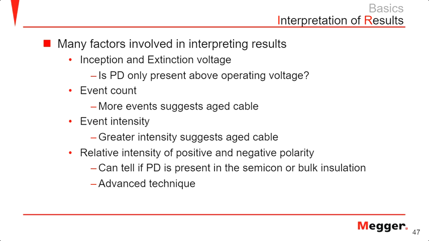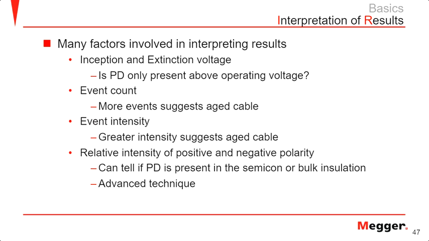Event count, that is, how many events of partial discharge did I record during that voltage step? So more events suggests aged cable. Obviously, if you have more and more events that are happening on each voltage step, then definitely you have an aged cable, and you might want to look into a good maintenance plan or good proactive repair plan.